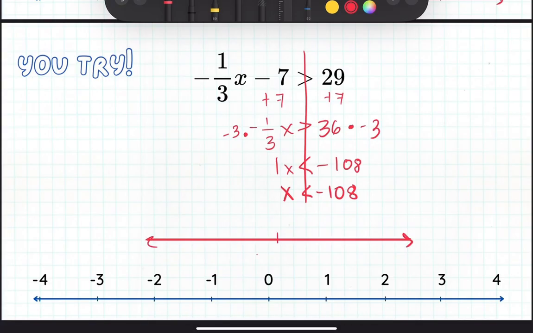Here I have -108, -107, and I'm going to place an open circle over -108, and x has to be less than, so I'm going to face it towards all the numbers that are less than. And that's it.